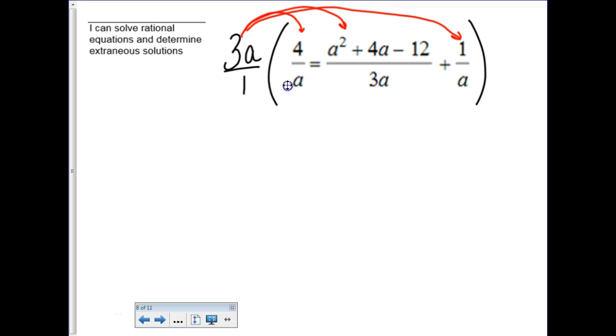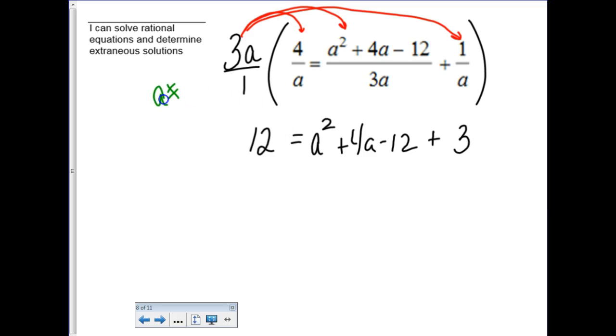3a times 4 over a, the a's will cancel. And you're still left with 3 times 4, better known as 12. Now the second fraction, 3 and a will cancel. So you're still going to have an a squared plus 4a minus 12. Oop, I forgot to do my first step. I'll come back to that. And then 3a times that last fraction, the a's will cancel, so it's 1 times 3, so you have a 3. I kind of forgot to do the step though, guys.